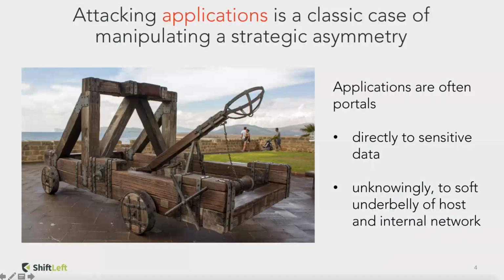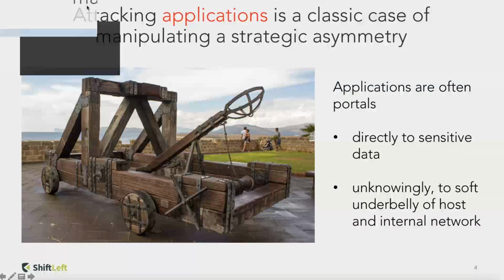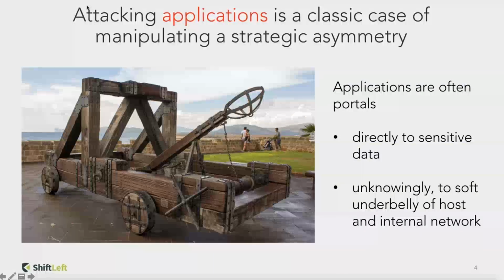So let us start by examining the application. Because we write applications, these applications are deployed on a physical host, a virtual machine, and of late, Docker and Lambda services. Attacking these applications is a classic case of manipulating strategic asymmetry, because after all, applications are servicing our customers and also providing a front door for attackers. And these applications are, in essence, portals directly to sensitive data and, unknowingly, to the soft belly of the host and the internal network.